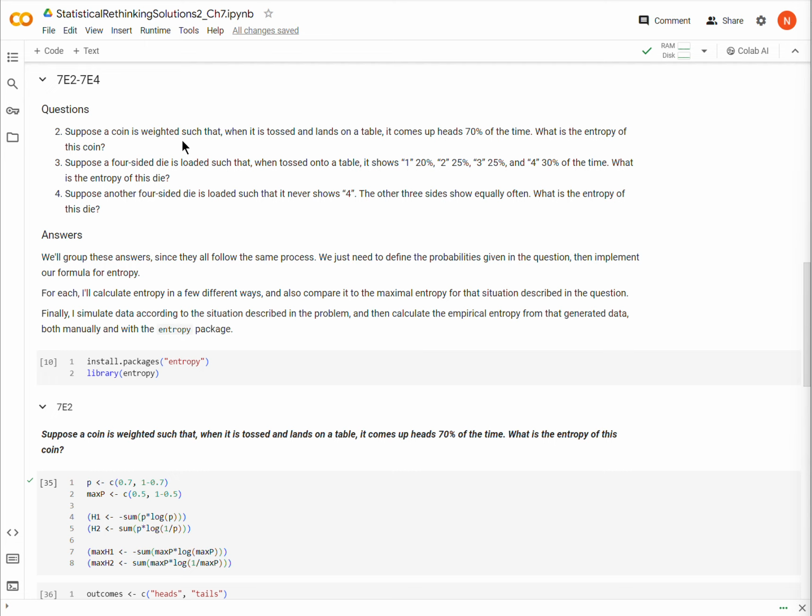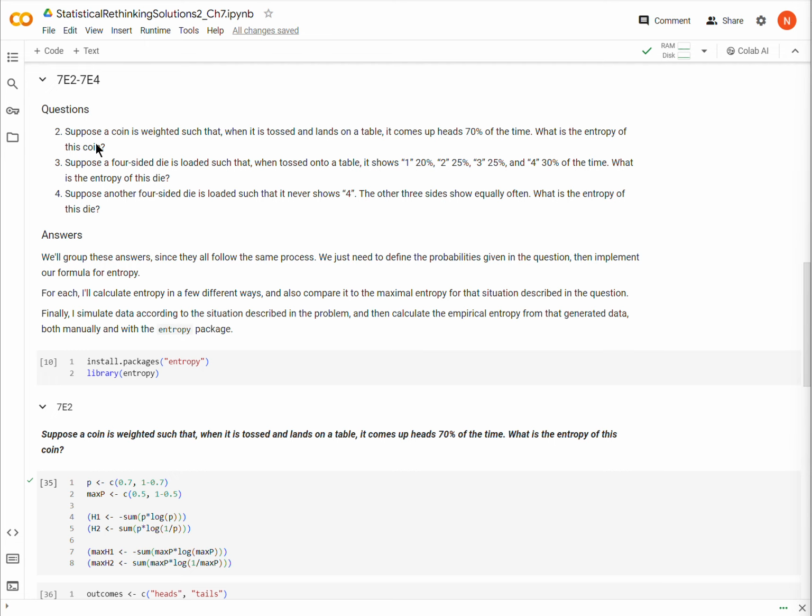Okay, so we are in Chapter 7 of the second edition of Statistical Rethinking. We're looking at questions 7E2 through 7E4. These are all very similar, so I thought we would just knock these out all in one pass. Okay, so I have all the questions listed up here.